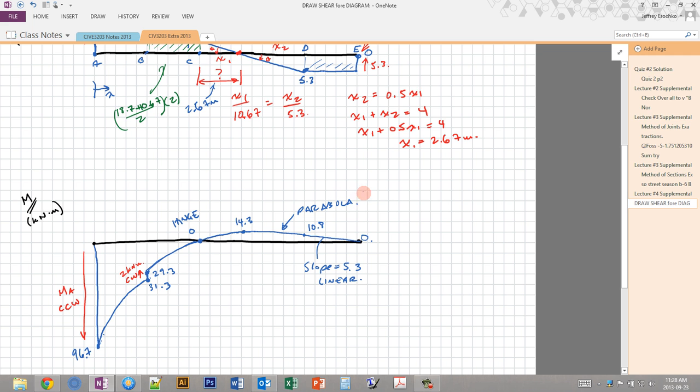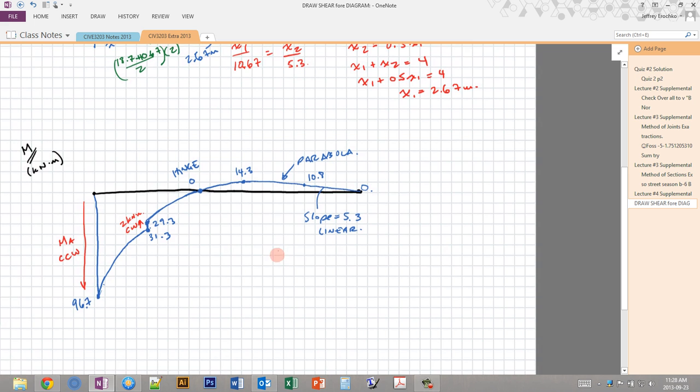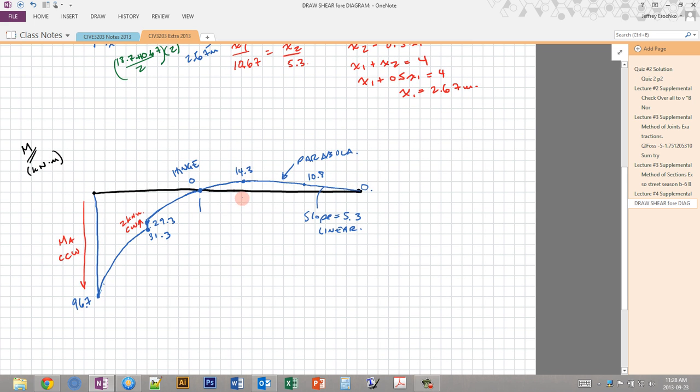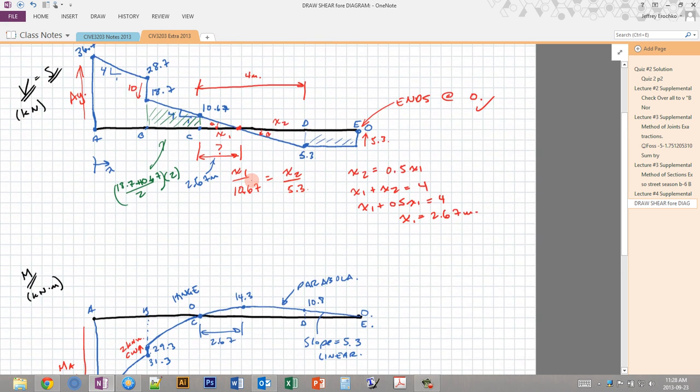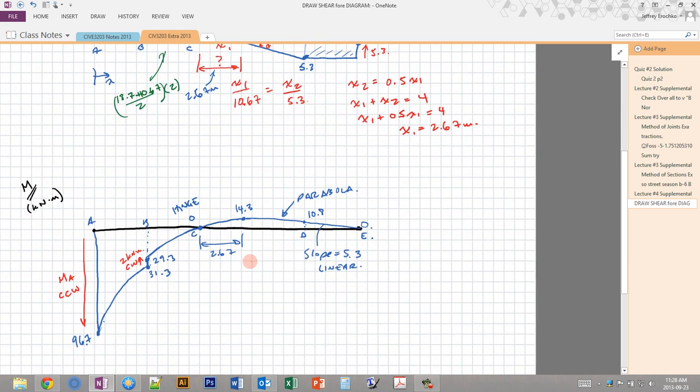Parabola. And that's it. That's the full moment diagram. So now we know everything. We should also signify where this point is, 2.67, because it's not at one of these locations. So this is A, this is B, this is C, this is D, and this is E. It's good to label these locations so that we can refer to the dimensions on the main drawing. So that's the shear and moment diagram.